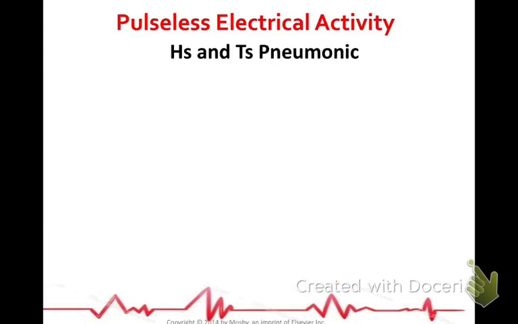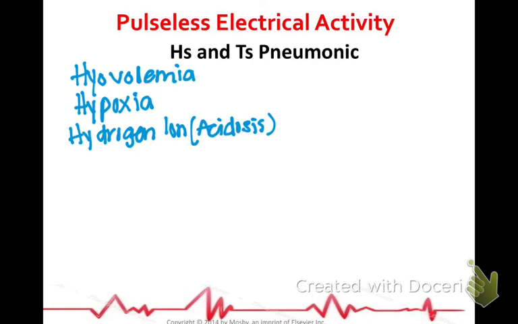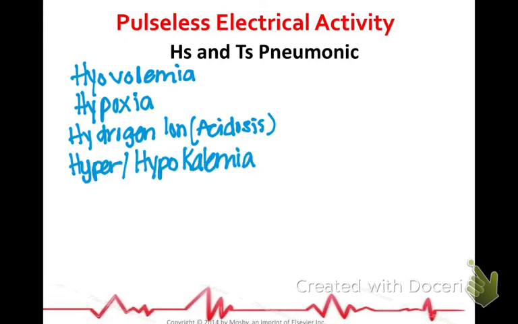You want to treat the underlying cause. So the H's and T's of pulseless electrical activity. H: hypovolemia, hypoxia, hydrogen ion or acidosis, hyper or hypokalemia, hypoglycemia.